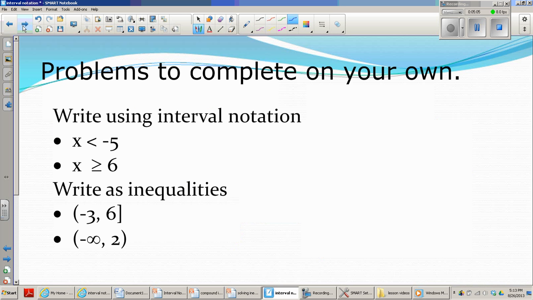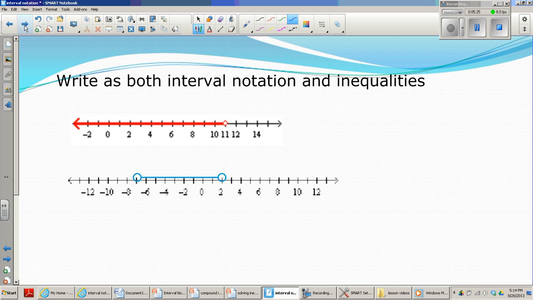Finally, some problems for you to do on your own. There are 2 problems where you only have to write the interval notation. Draw the graphs if you want to help you visualize. You have interval notations that you want to write as inequalities. Again, draw the graph if you want to help visualize. And the last 2 problems are graphs that you want to write in interval notation and as inequalities.